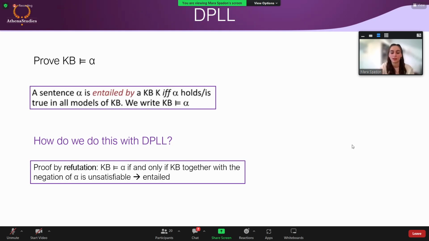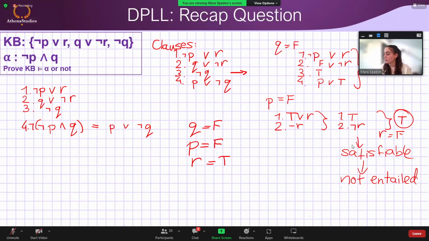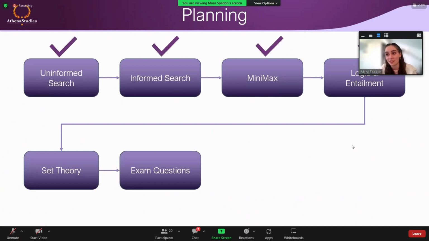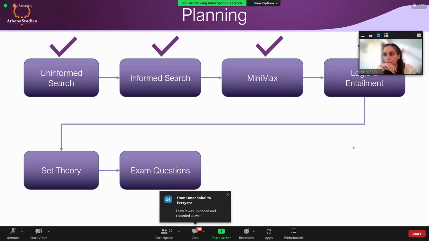Okay, yes. So we are spending more time on this than I thought, which is okay because it's very hard. We do still have set theory. I was wondering, did all of you attend the free course? Is there anyone who did not? I saw it was uploaded and recorded as well. Oh, okay. I think it was uploaded by Athena Studies, right? Yeah, because it was free.